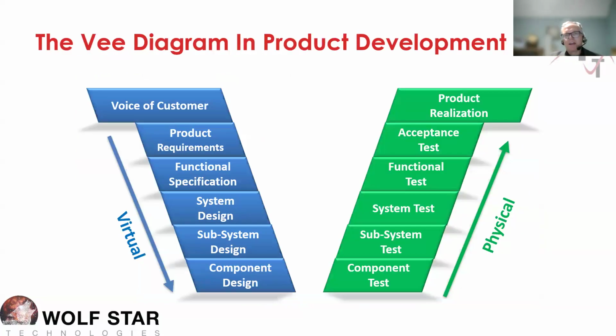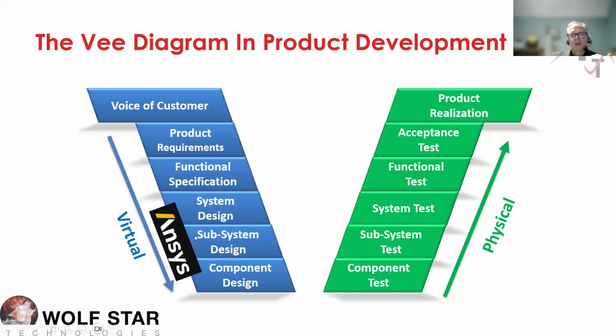So here's a V diagram in product development. We've all seen this, where we go from the voice of the customer, we get product requirements, we start working on design, and then coming up the other side of the V we start going into physical tests of doing component, subsystem, system tests, functional, and then acceptance tests, and launching the products. This is the typical V diagram. We all know this, and this is where ANSYS has got its strong suit, which allows us to do all this iteration in the virtual world.